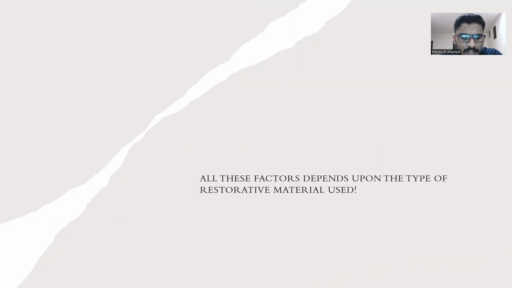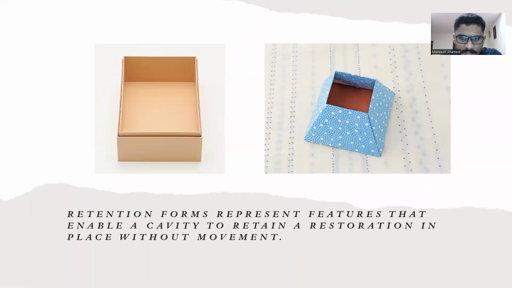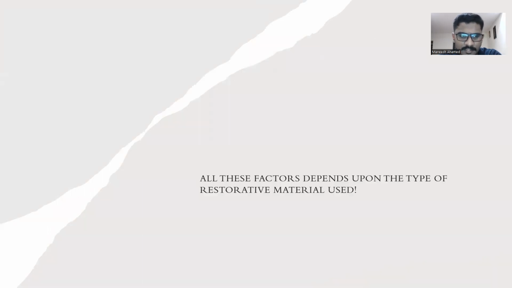And the thing which we need to understand is that all these factors depend upon the type of the restorative material used. Here in these slides, I explained these features by taking amalgam as an example. Composite is another type of restoration which is used to restore the tooth. The features are entirely different. There will be other resistance form and other retention features incorporated into the cavity. So all this depends upon the type of the material which is used to restore the tooth.